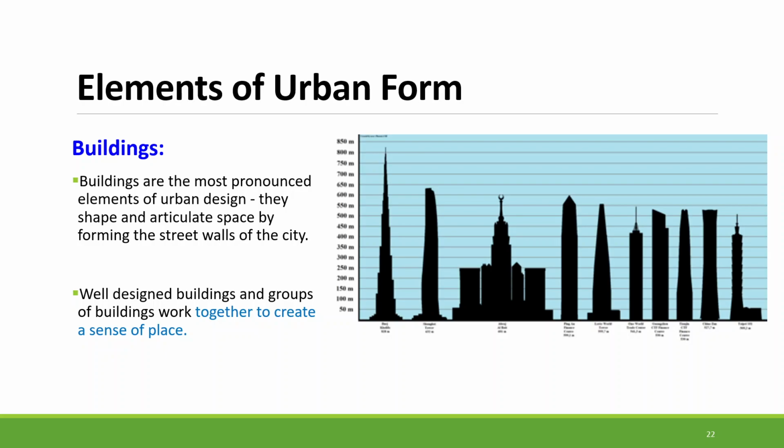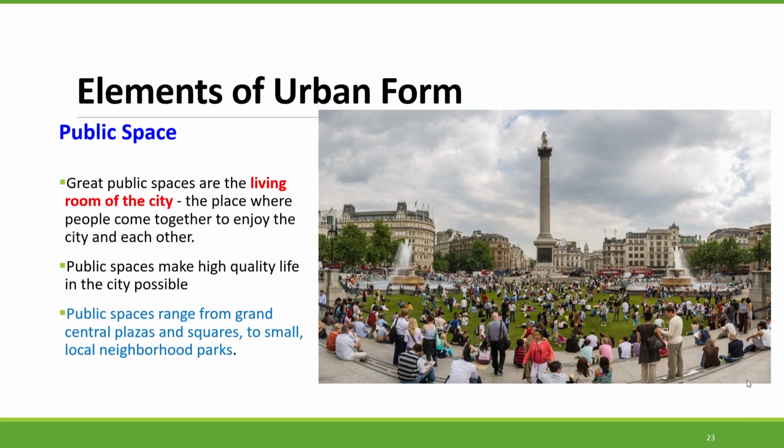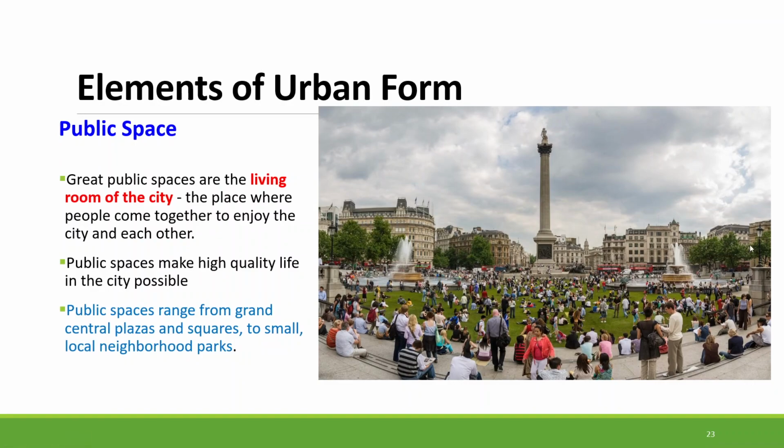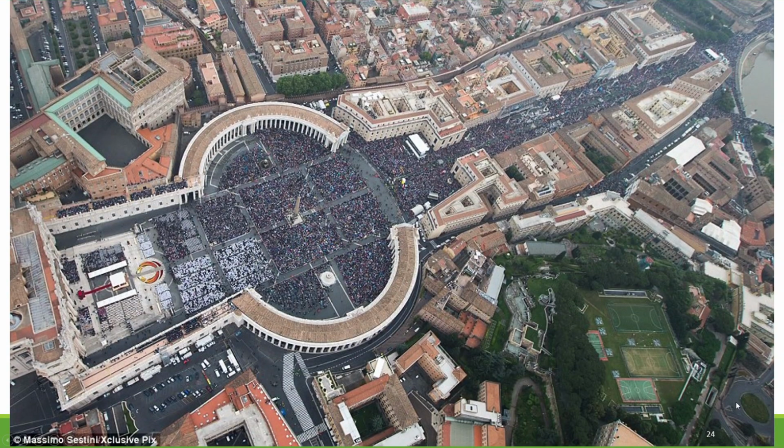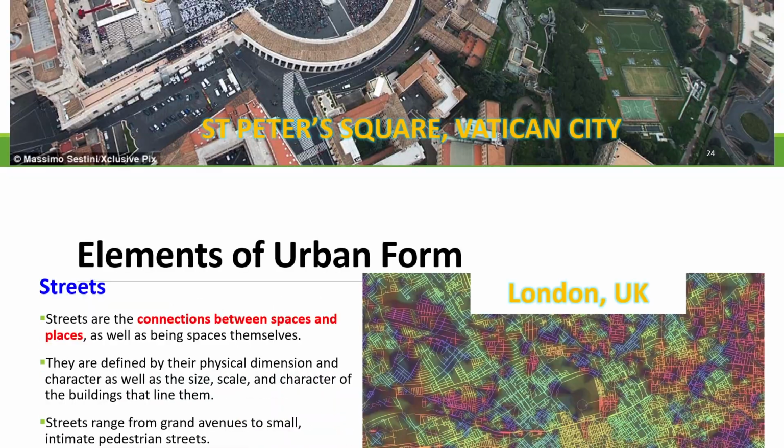So what else did we see in the satellite imagery? The public spaces, the open spaces you might have seen in these pictures where the public might gather. So public space is another vital component or element of urban form which shapes the city. Like St. Peter's Square at Vatican City, that is a public space, a type of element of urban form which shapes the city.